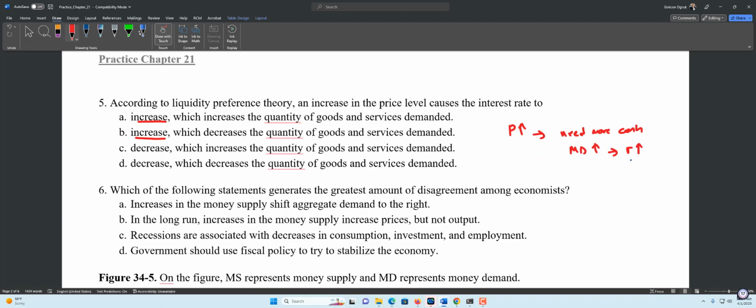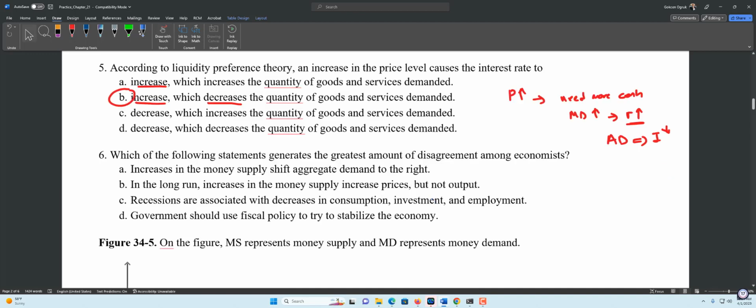Now we need to connect this increase in interest rates to aggregate demand. And we know that when interest rates increase, investment is going to go down. Why? Because borrowing is going to be much more costly to finance investment projects. Therefore, the quantity of goods and services demanded is going to go down.